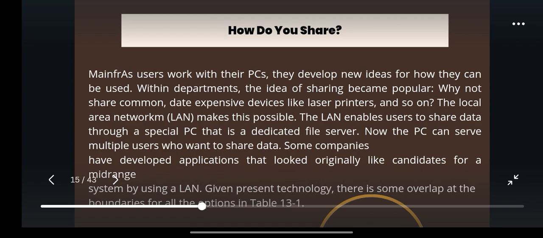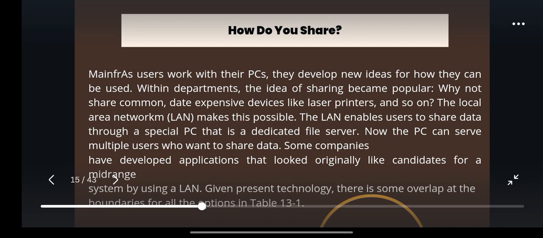So how do you share? Mainframe users work with the PCs, and they develop new ideas for how they can be used. Within departments, the idea of sharing became popular. Why not share common expensive devices like laser printers and so on? The local area network, or LAN, makes this possible. The LAN enables users to share data through a special PC that is a dedicated file server. Now the PC can serve multiple users who want to share data.